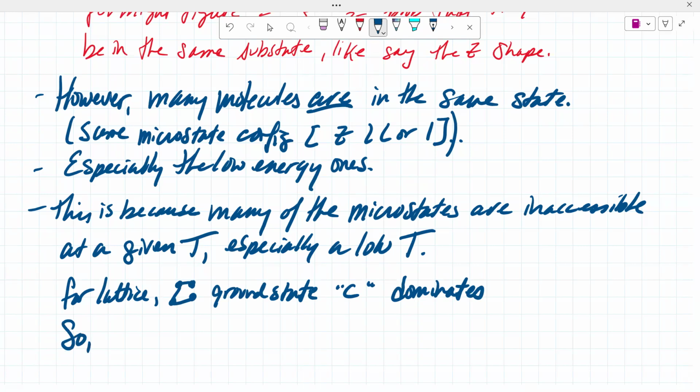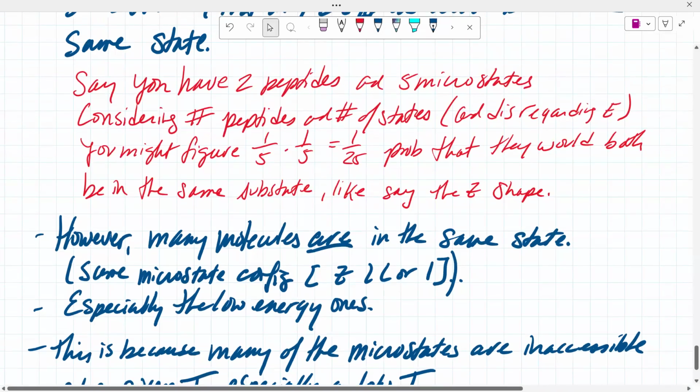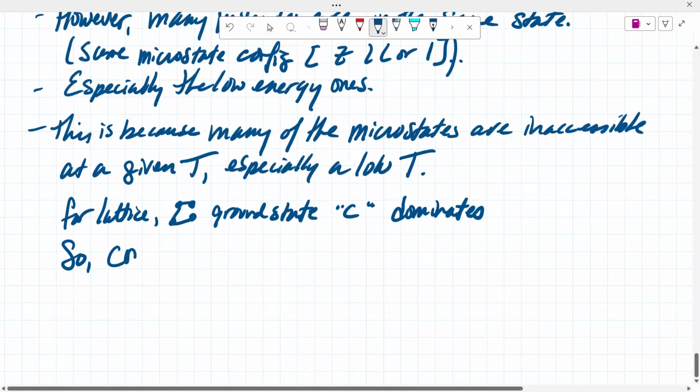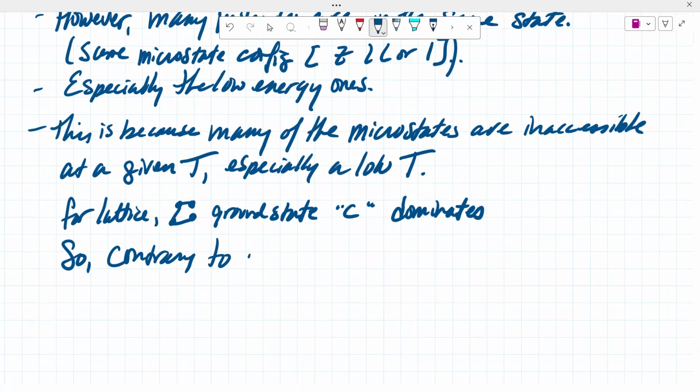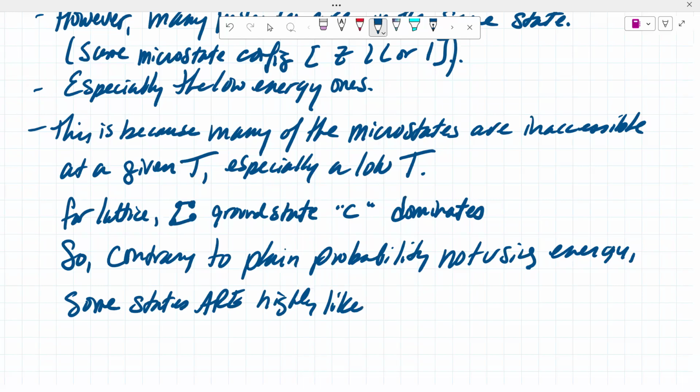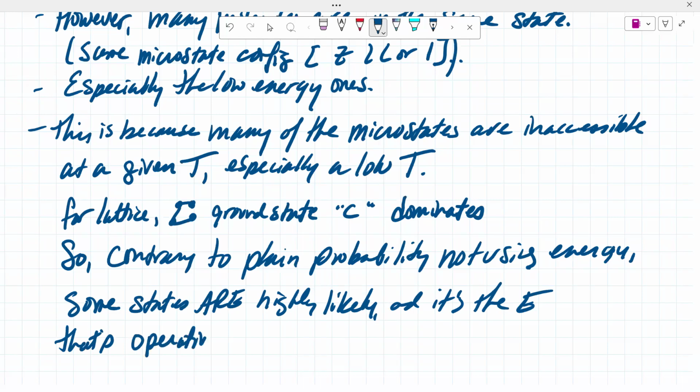So contrary to what we might have gotten if we just did multiplication by regular probabilities, not using energy, some states are highly likely. And it's the energy that's important.